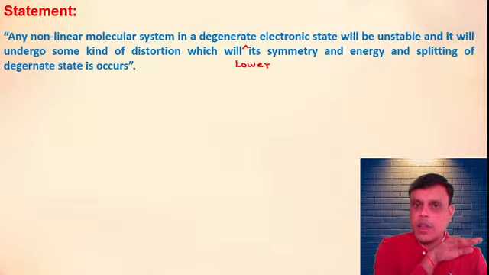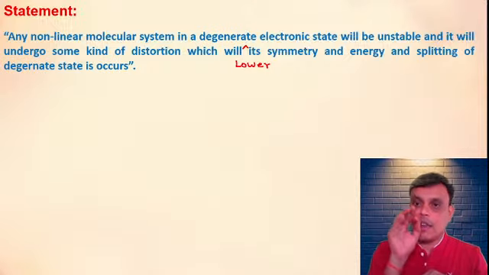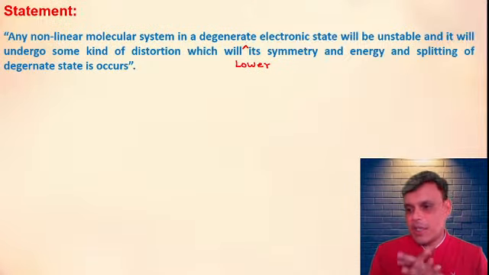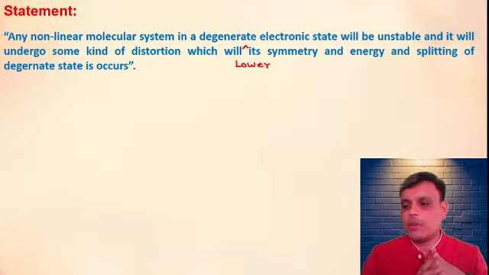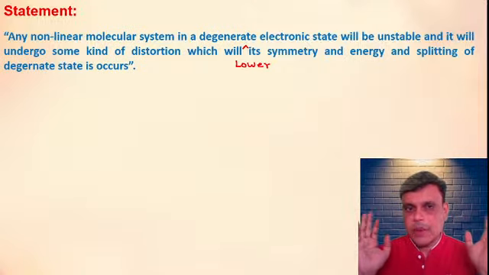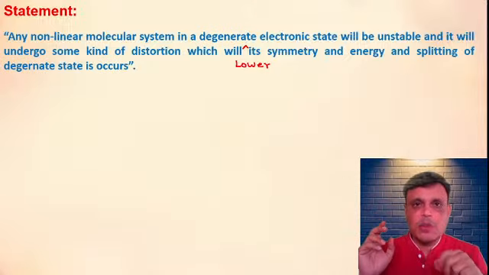Degenerate means all the orbitals are at the same energy level. It is unstable. And to become stable, it will undergo distortion. Why does it undergo distortion? Because to get stability. So due to the distortion, what happens?